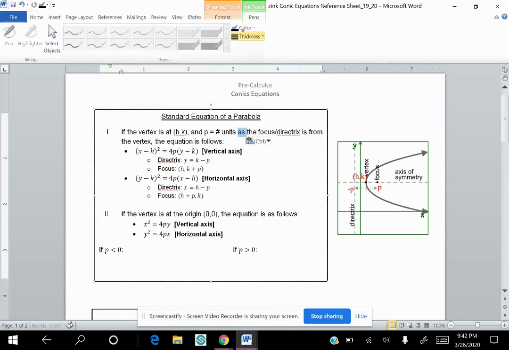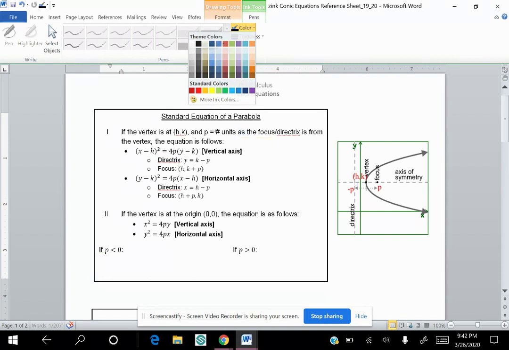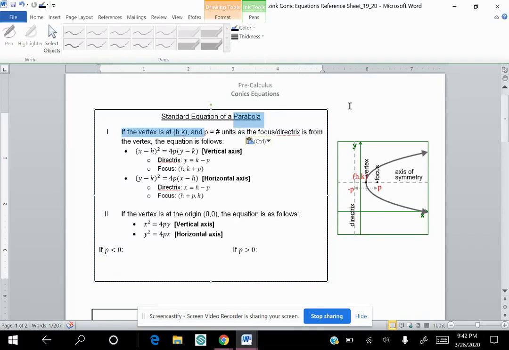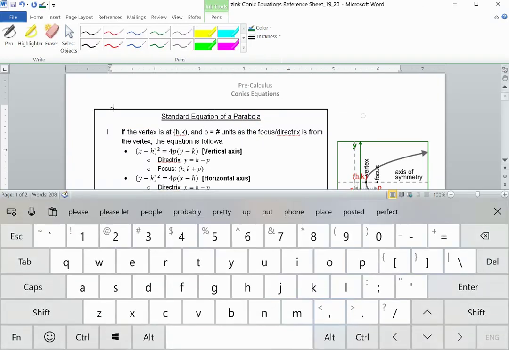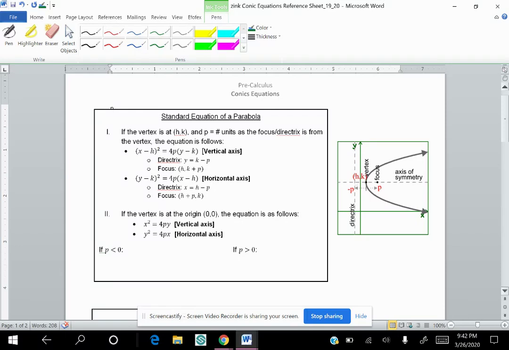It doesn't want to let me write on this. The number of units from the focus or directrix. I don't know why it won't let me write. Oh, here we go. Maybe.